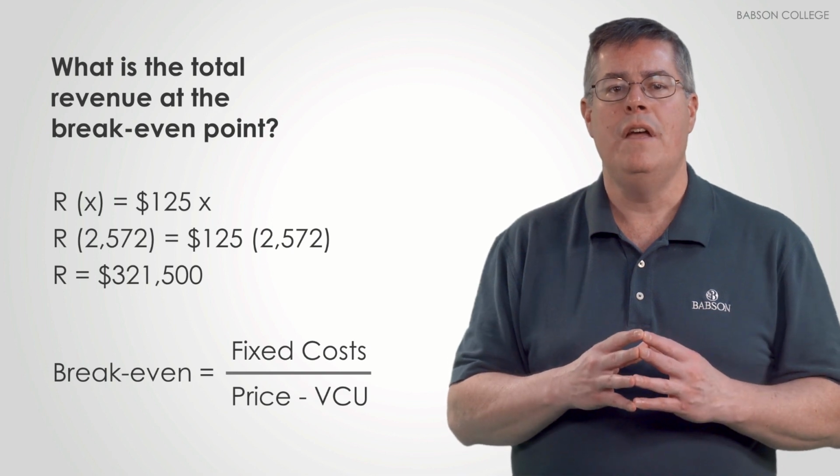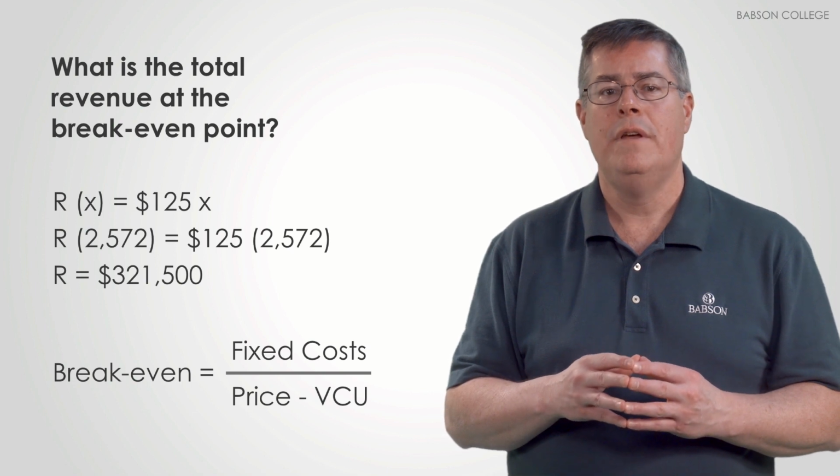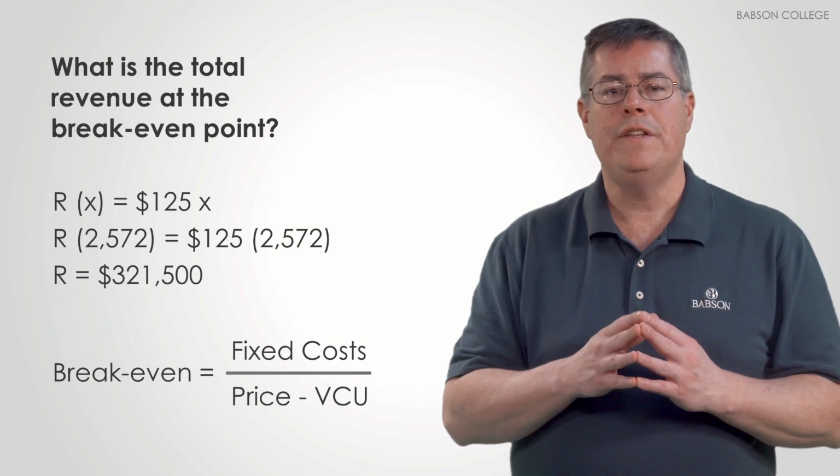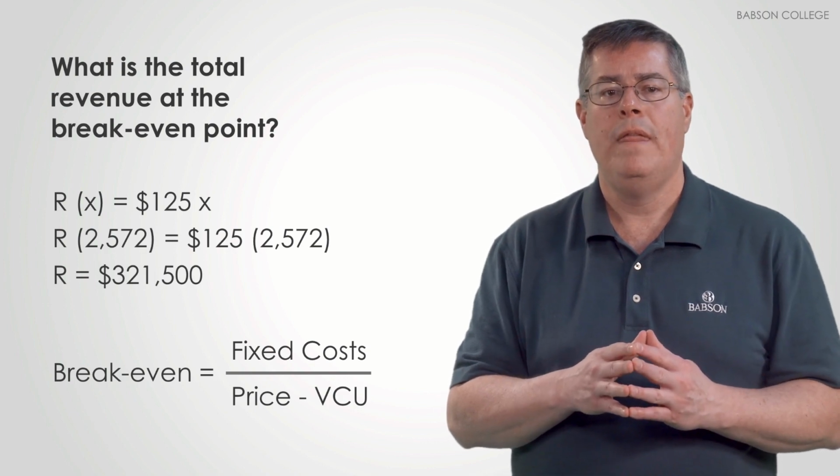Here is another look at the break-even formula that many of you may recognize. Here, VCU stands for variable cost per unit, which was $37.50. You simply take the total fixed costs and divide it by the price minus your VCU.